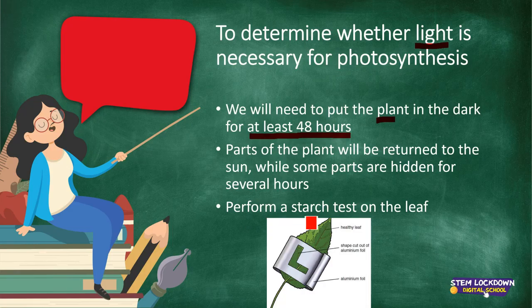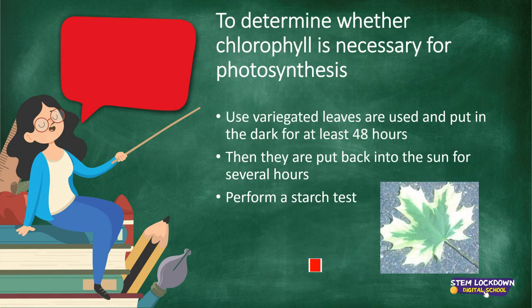And then we perform a starch test. Remember from the previous slide that a starch test includes putting the leaf in boiling water for about 30 seconds, putting it in alcohol, and then pouring iodine on the leaf. So we'll pour iodine on this part of the leaf and on that part of the leaf. At the end of our experiment, we will see that the part which was exposed to light will have starch, so the color will turn blue-black, but this hidden part will not, the color of iodine will not change, right?